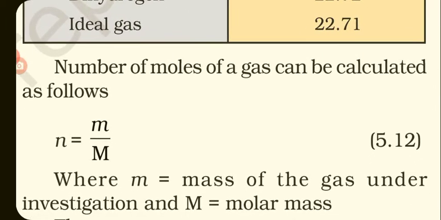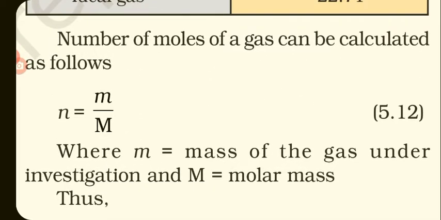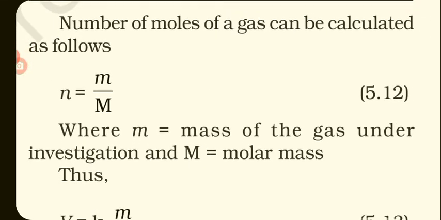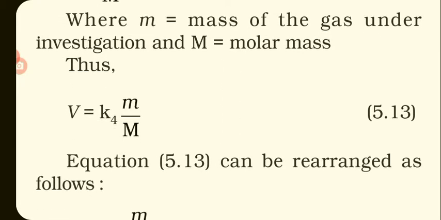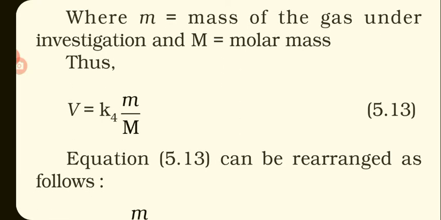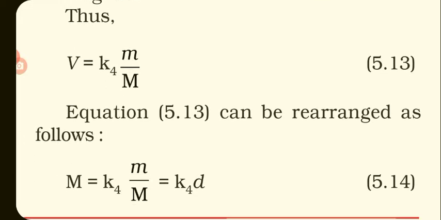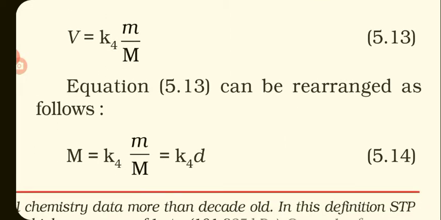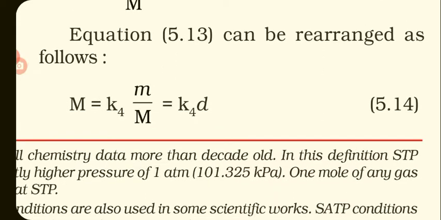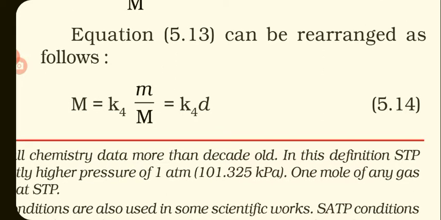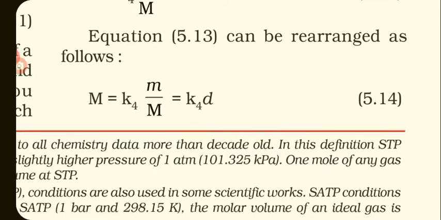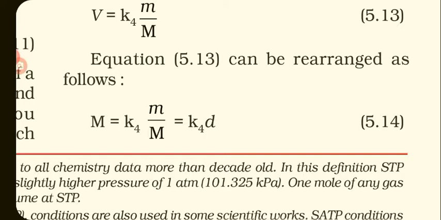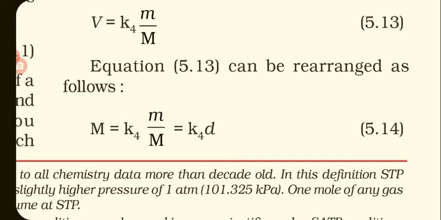The number of moles of a gas can be calculated as follows: n is equal to small m upon capital M, where small m is mass of the gas under investigation and capital M is the molar mass. So V is k4 into m upon M. Or the equation can be rearranged as follows: capital M is equal to k4 m upon V. The mass upon volume means density.